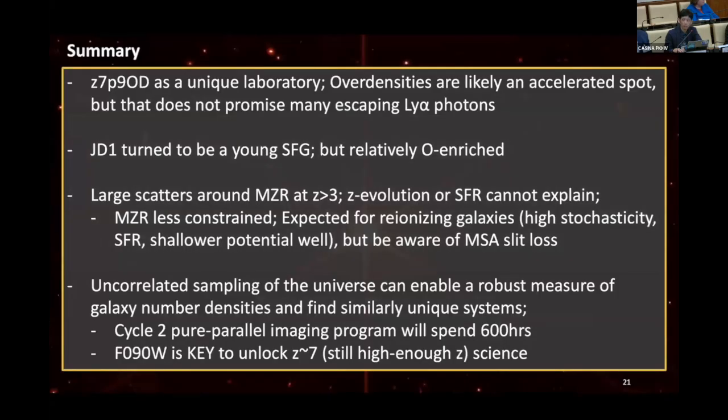And here, just to emphasize my point on JD1 and on the overdensity that I introduced first, it is a unique laboratory where we can see the connection to the cosmic universe and also galaxy evolution itself. JD1 turned out to be a young star-forming galaxy, but we now have a good metallicity measurement. Then we are seeing some large scatter, but we have to be aware of the systematics of the MSA as well. And lastly, I briefly introduced our ongoing surveys.